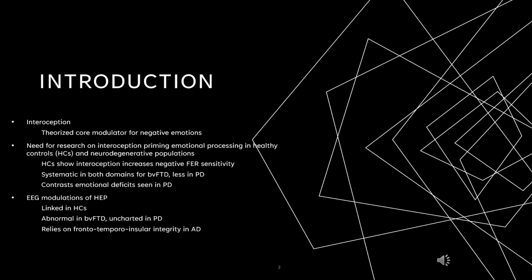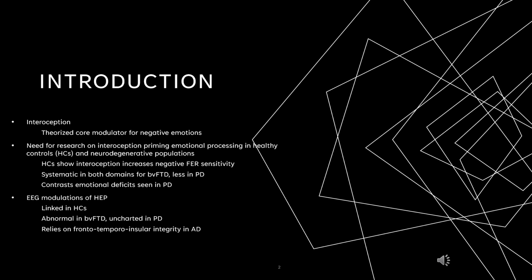However, this can be achieved through priming paradigms that highlight the connections between interoception and other social cognition processes, and cardiac dynamics on negative facial emotional recognition, which in turn can potentially reveal the direct links between interoception and emotion.